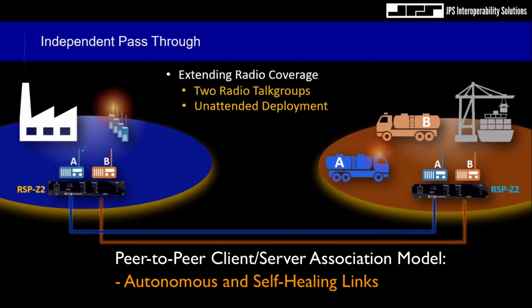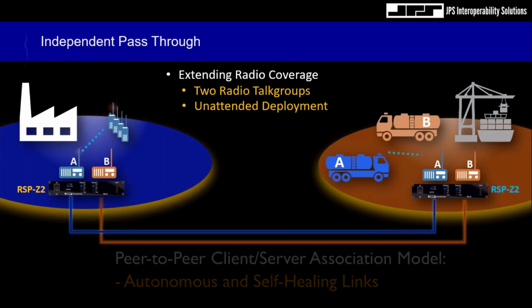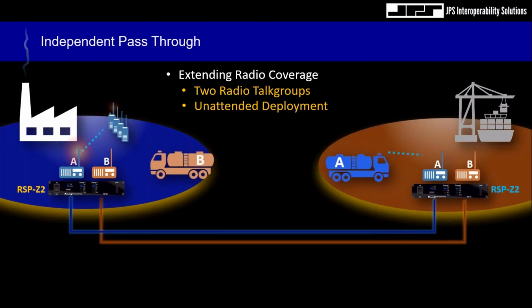And again, this is an autonomous configuration. Again, we don't use servers or controllers to maintain the RoIP link between these two remote sites. So conversely, a worker can travel and work at another remote facility and still have the ability to communicate back to his home facility, just like worker A.